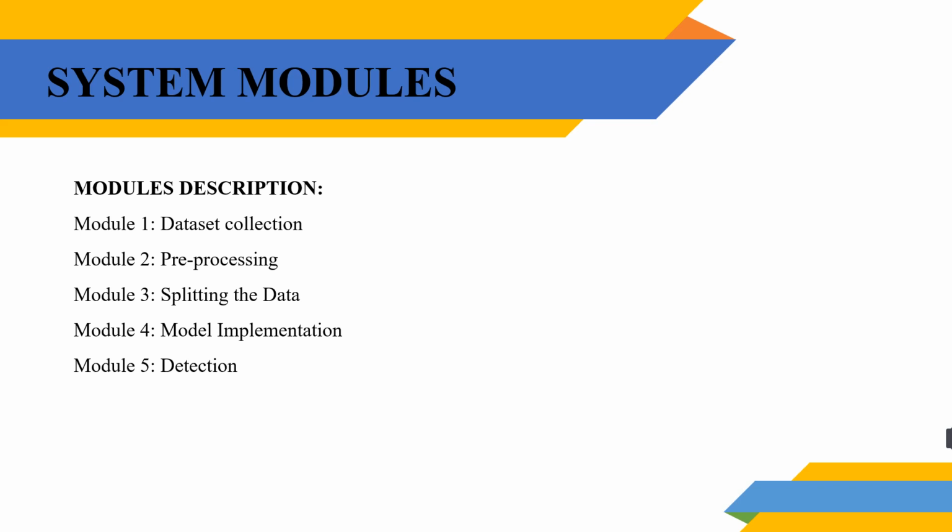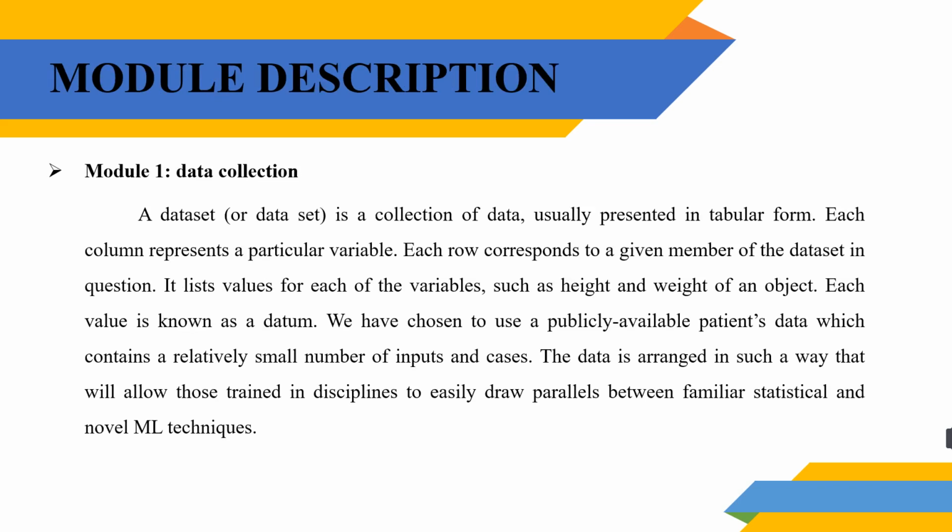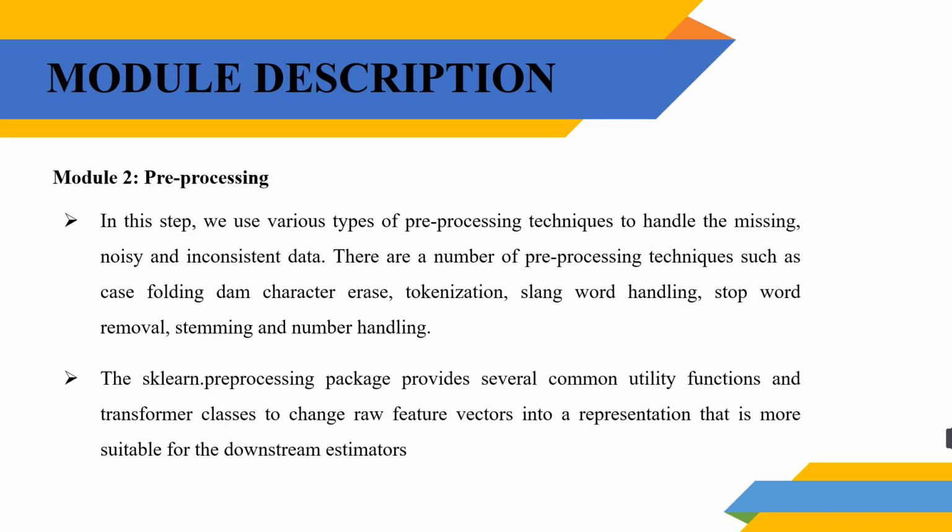First of all, the data collection, then the pre-processing, splitting the data into training and test data, model implementation, and finally detection. In the first module, we are collecting the data as images and XML files. And we get them into the pre-processing method to remove the noisy values, wrong values, wrong images, and apply tokenization, to convert improper images into proper images.